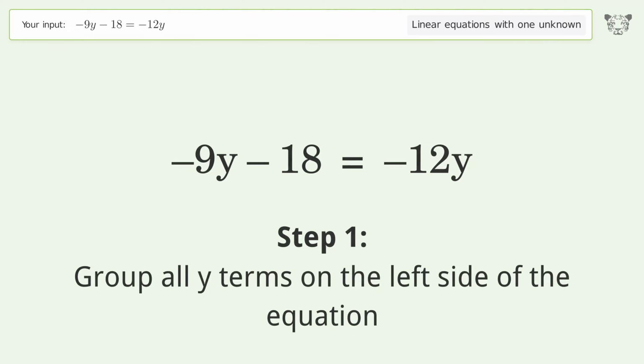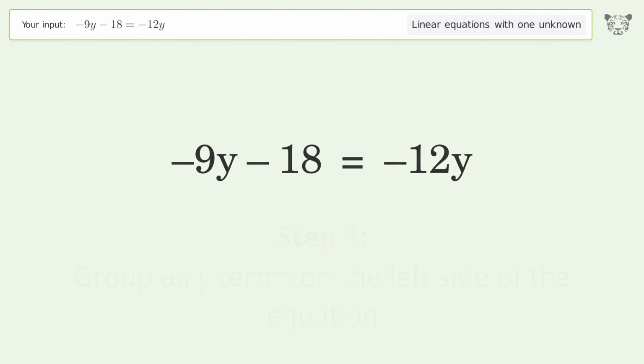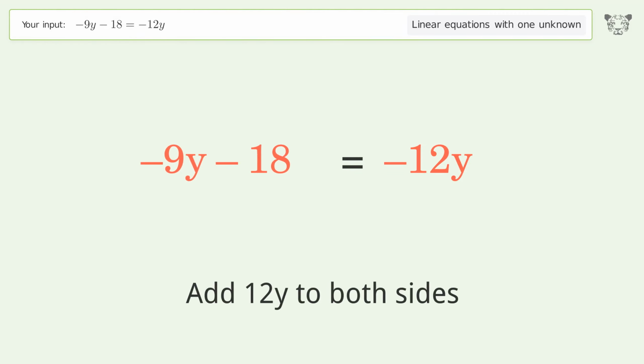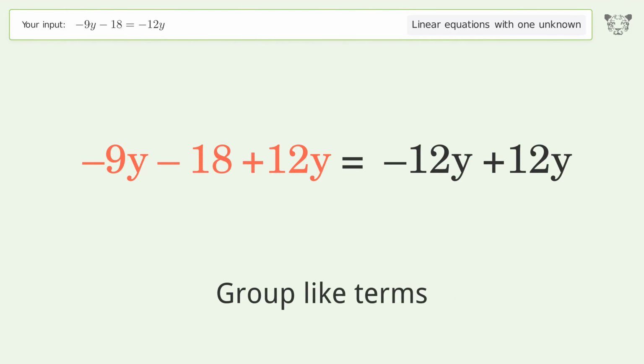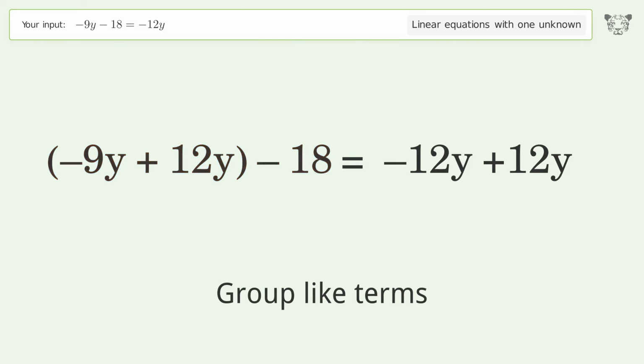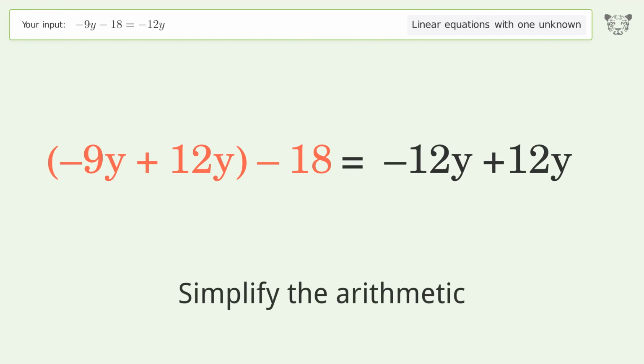Group all y terms on the left side of the equation. Add 12y to both sides. Group like terms. Simplify the arithmetic.